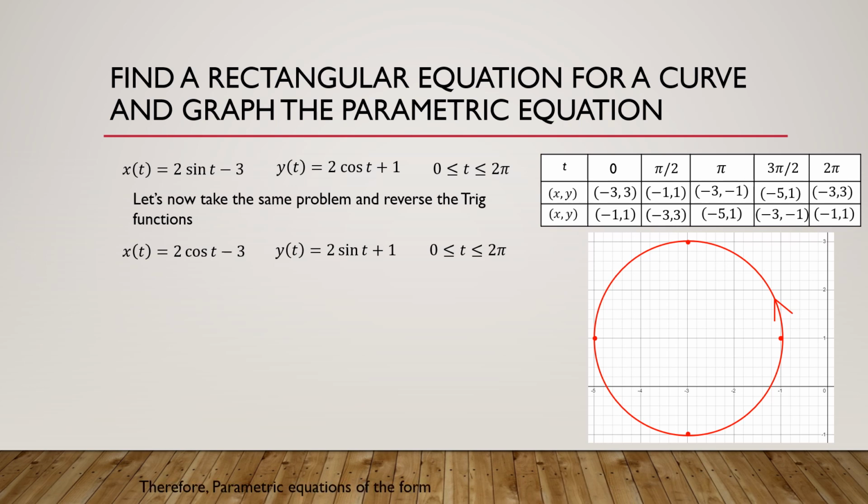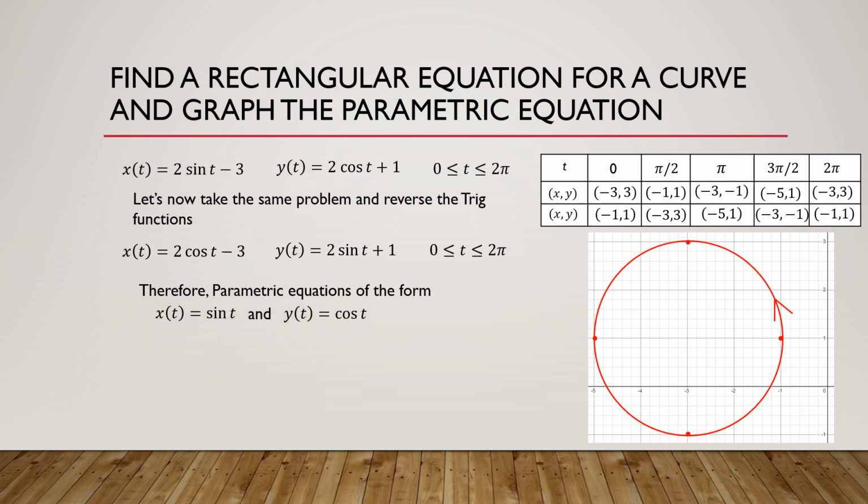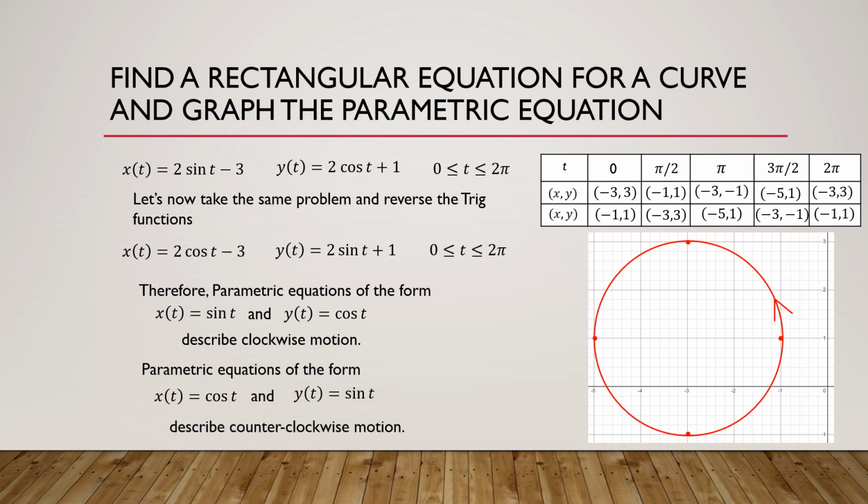Therefore, parametric equations of the form x of t equals sine t and y of t equals cosine t will result in clockwise motion. Conversely, parametric equations of the form x of t equals cosine t and y of t equals sine t describe counterclockwise motion.